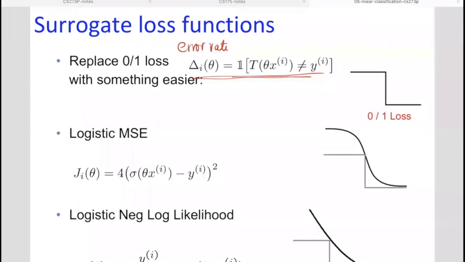However, this function is not differentiable, and because of that it's very hard to develop an optimization algorithm to minimize it. Next, we talked about this logistic MSE loss function. We construct a logistic function and then take the squared difference between the predicted values and the observation. This is more or less like MSE.